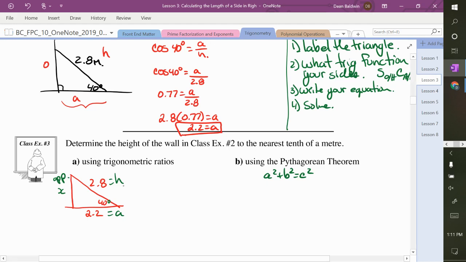So opposite over hypotenuse, right? So I could go sine of 40 is equal to the opposite, which is x, over the hypotenuse, which is 2.8. I could use that. Is there another trig identity I could use? You could use the tan one, right? Because I could go tan of 40 is equal to the opposite, which is x, over the adjacent, which is 2.2.